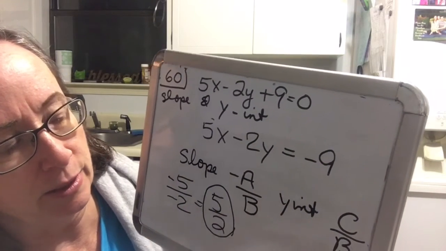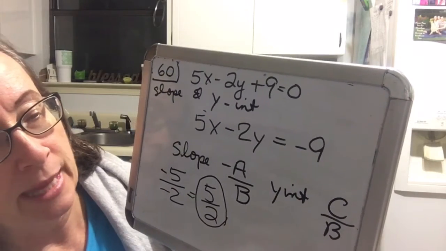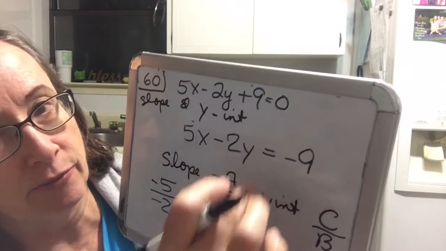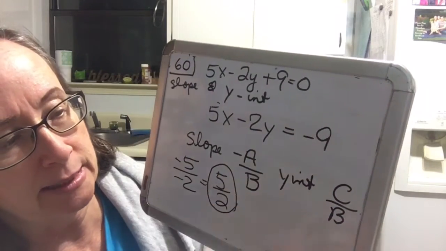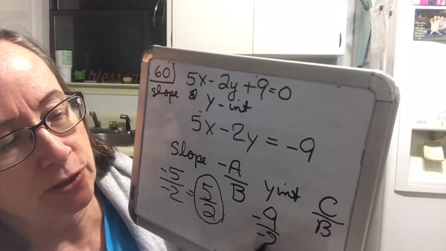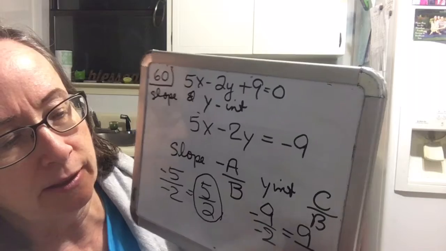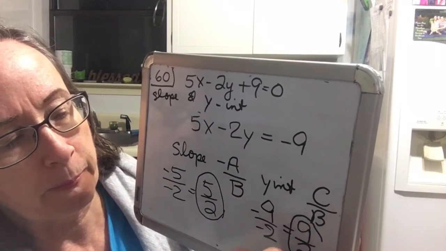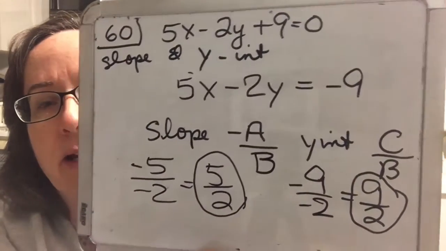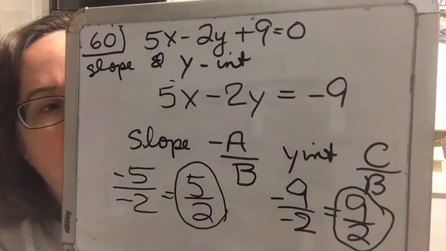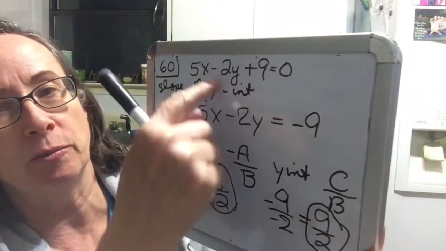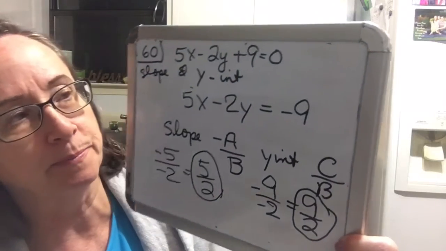Okay, so that is going to be the slope. And then the y-intercept is negative 9, which is the c, the constant over here, divided by the b, which is negative 2. So negative 9 over negative 2, which is 9/2, is going to be the y-intercept. Okay, so I just did that by knowing the little pattern that I showed you, but now let's do the same thing by just turning it around and solving for the y.